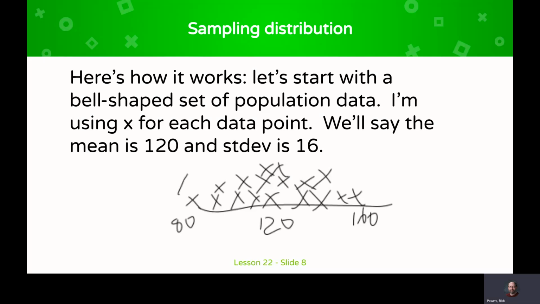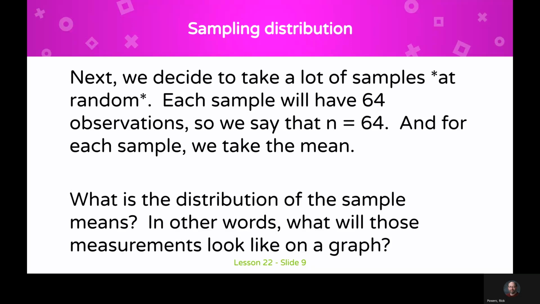Here's how it works. Let's start with a bell-shaped set of population data. I'm using X for each data point. We'll say the mean is 120 and the standard deviation is 16. Next, we decide to take a lot of samples at random. Each sample will have 64 observations, so we say that n is equal to 64. And for each sample, we take the mean. What is the distribution of the sample means? In other words, what will those measurements look like on a graph?